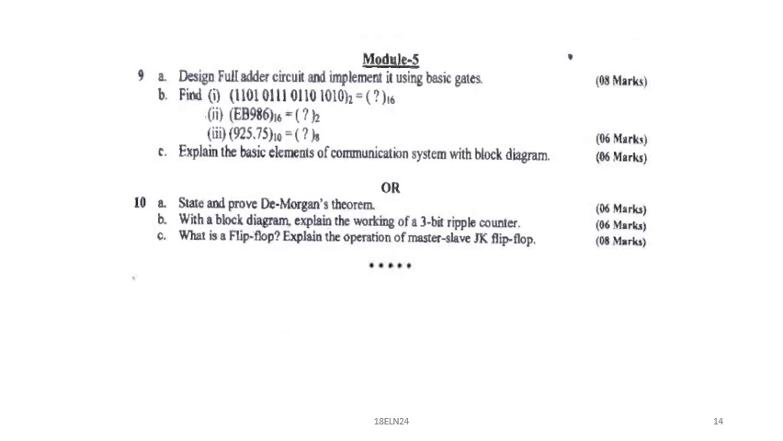So next is module 5. 9A, design a full adder circuit and implement it using basic gates. This is asked for 8 marks.